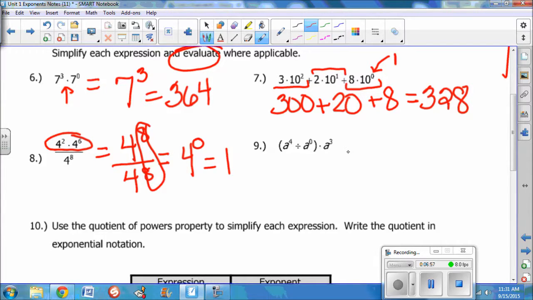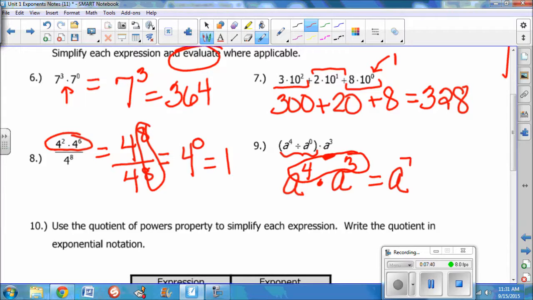All right, this one's written a little bit differently. So let's take order of operations says do what's inside the parentheses first. All right, so we have a to the 4th divided by a to the 0. So ask yourself the question, what's your base? A. What's your operation? Division. What do you do with the exponents when you divide? You subtract. What's 4 minus 0? 4. Now let's finish it up. Times, the rest of the problem says, times a to the 3rd. What's your base? A. Multiplication. What do you do with these exponents? We add them. A to the 7th.